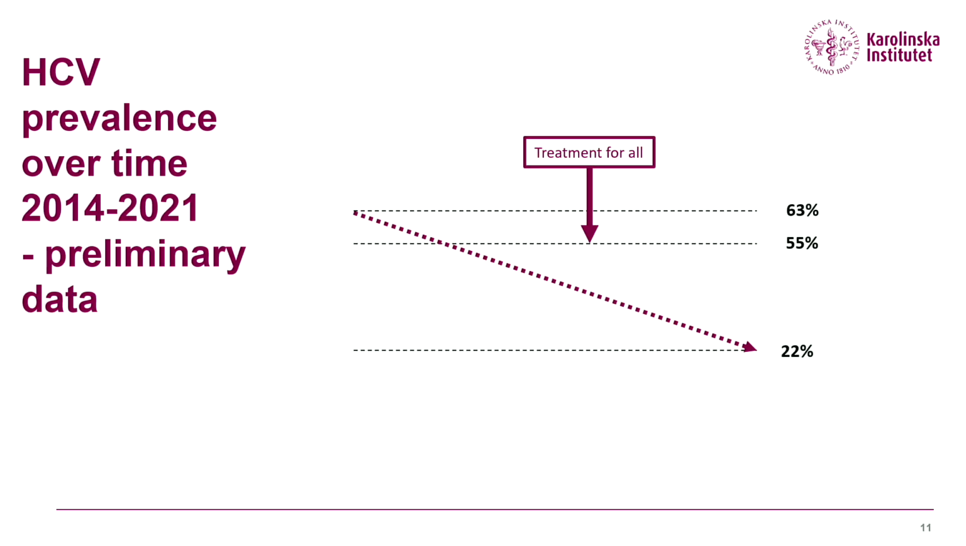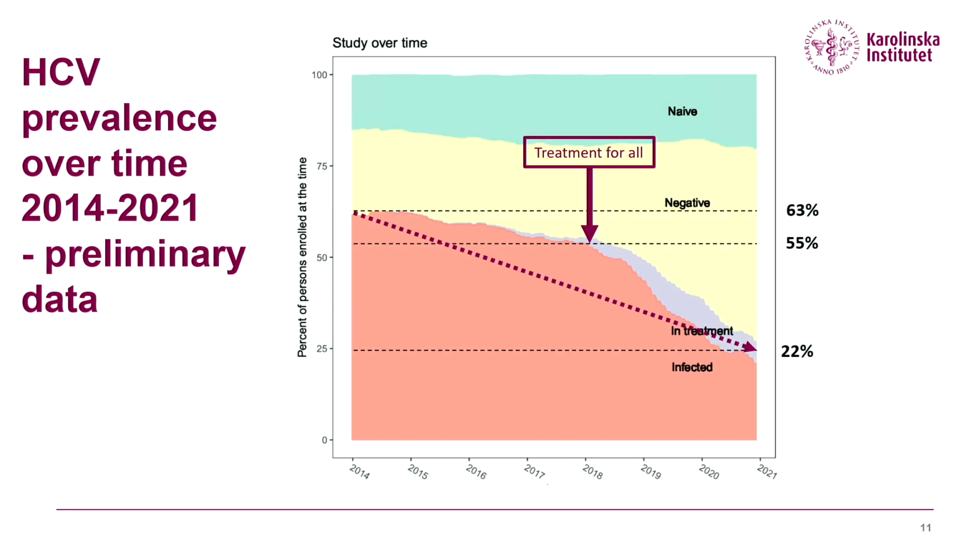So over time, we've seen hepatitis C prevalence decrease. We started in 2013, and at that time, the viremic prevalence was 63%. That had decreased, as you can see. But the beauty here is that we can also see when we started treatment for all in 2018. And the major decrease in prevalence was from 2018 up till now. And going from 63 to 22% prevalence is actually a 65% decrease.